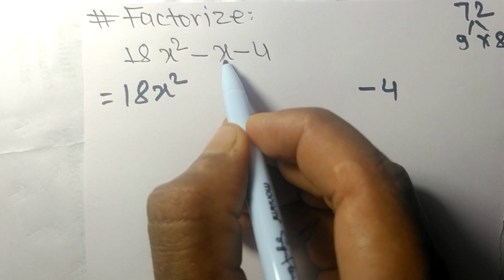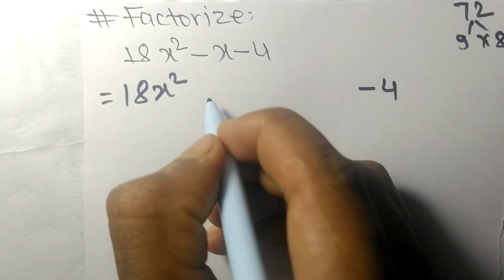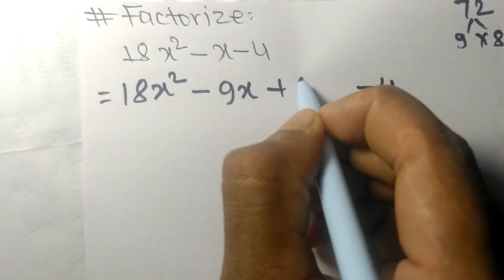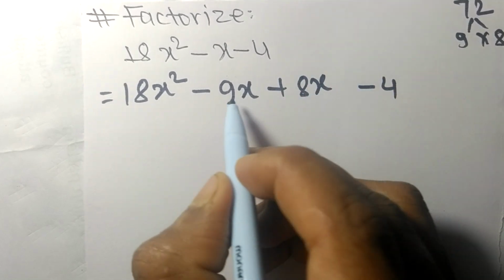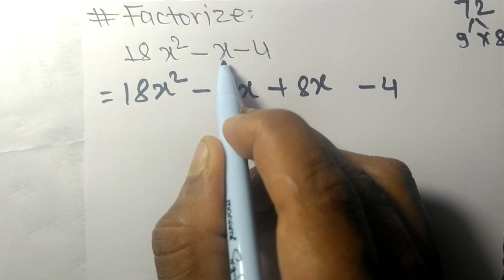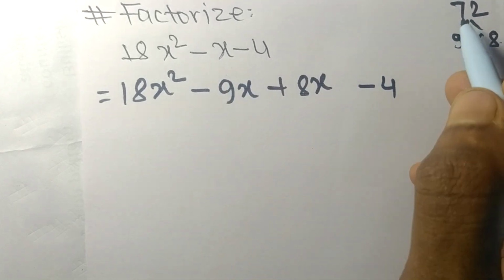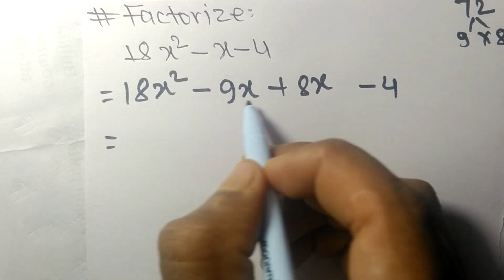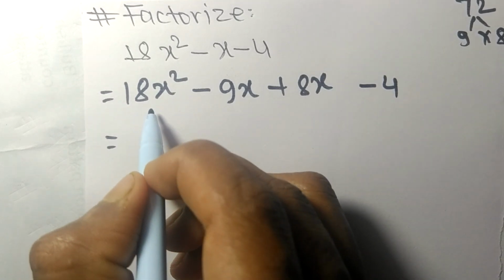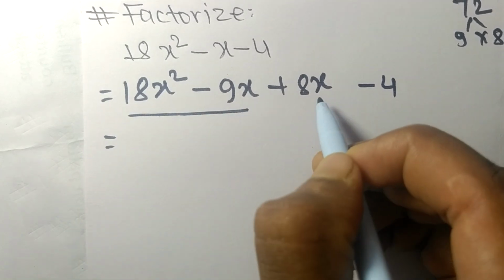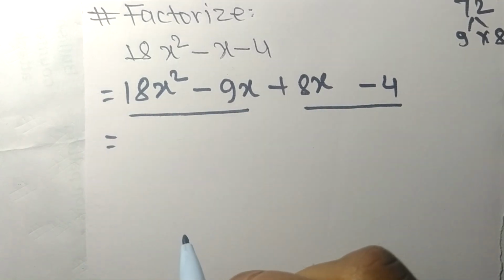In the center we have 1, so it becomes −9x + 8x. So −9x plus 8x means −x, and 9 times 8 means 72. So now we separate these expressions into two parts, that is the first two terms and the last two terms.